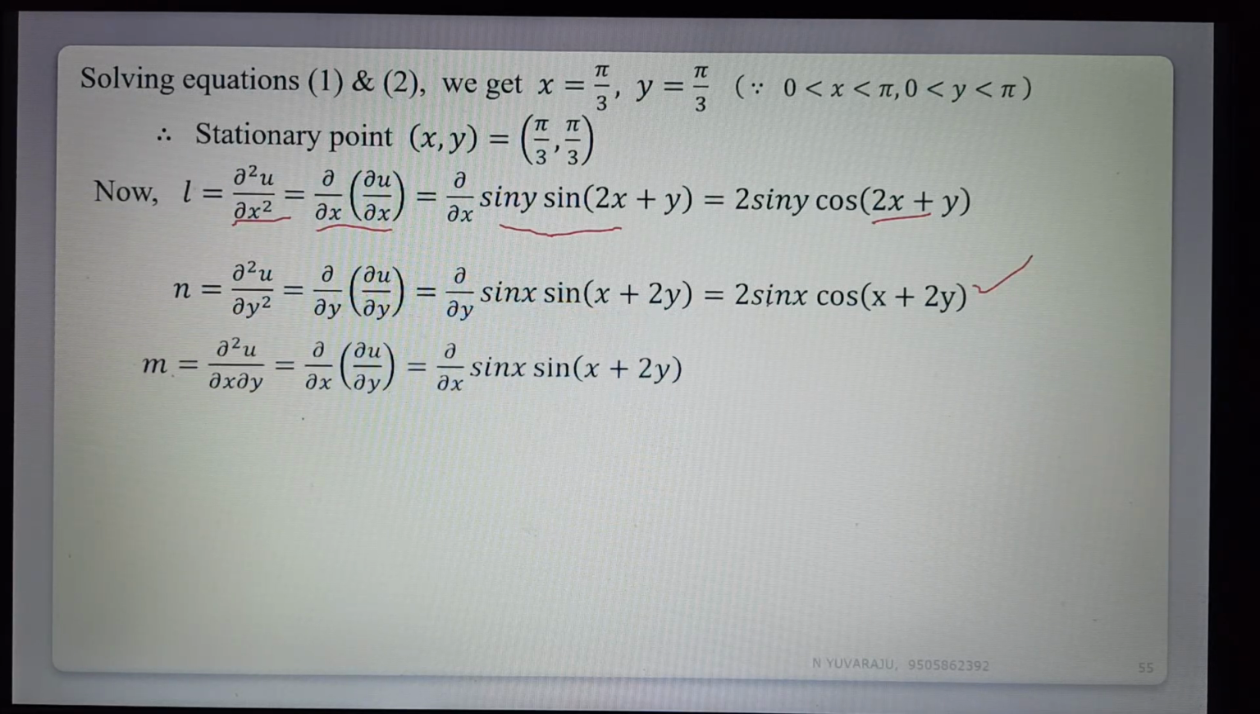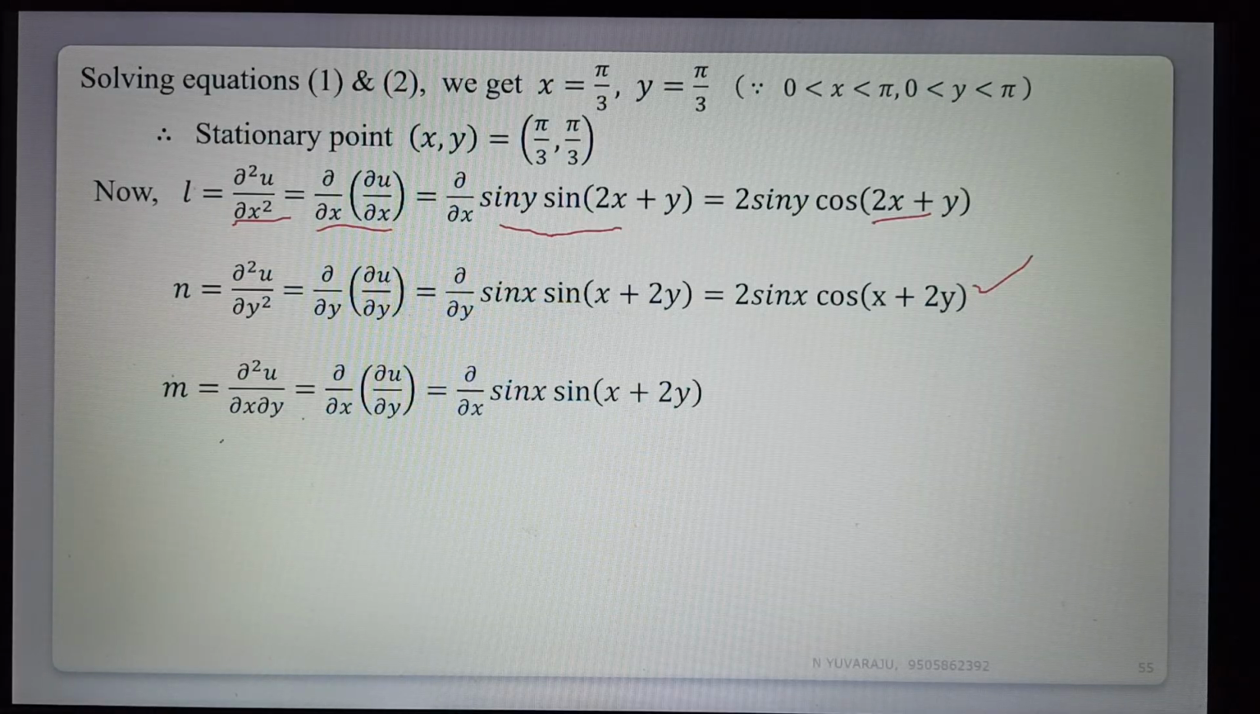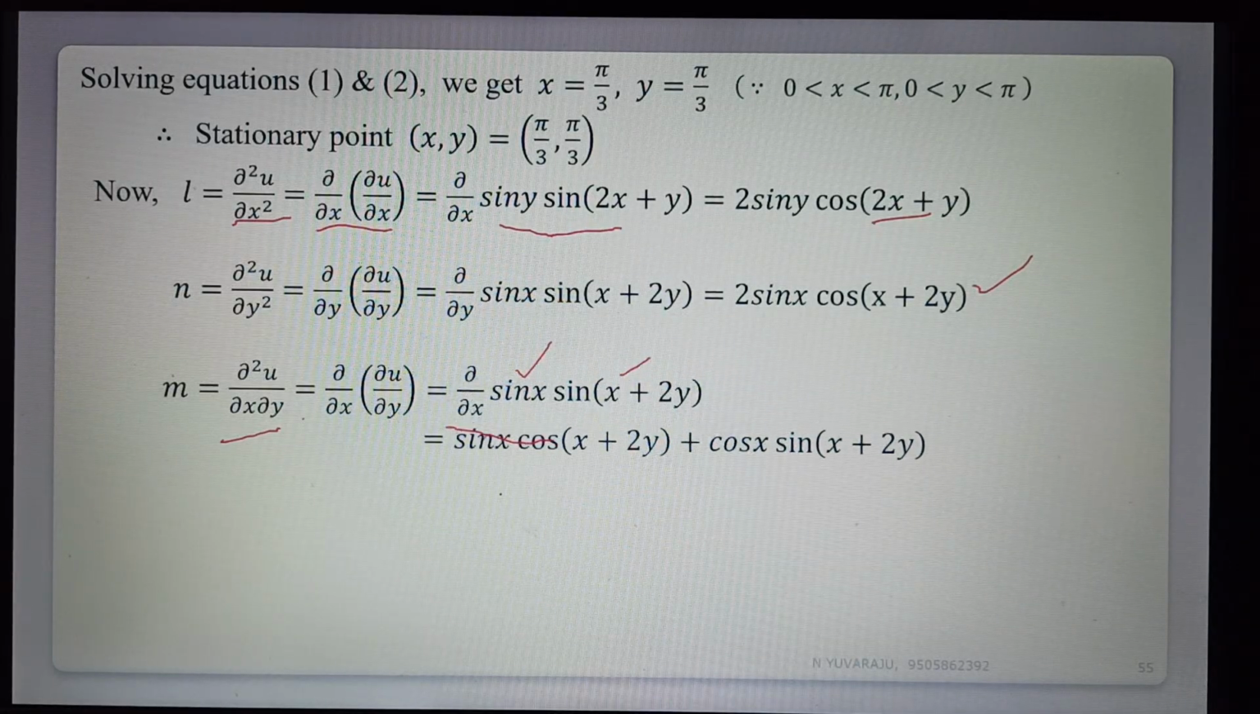Next, m is equal to ∂²u/∂x∂y, ∂/∂x of ∂u/∂y, that is equal to ∂/∂x of sin x into sin of (x plus 2y). With respect to x here, this is sin x, this is sin of (x plus 2y), and a u into v method: sin x into cos of (x plus 2y) plus cos x into sin of (x plus 2y). This is also sin a cos b plus cos a sin b, sin of (a plus b), sin of (2x plus 2y).